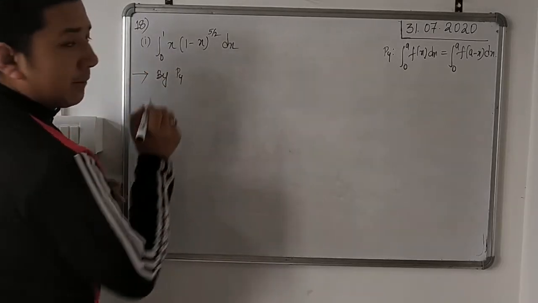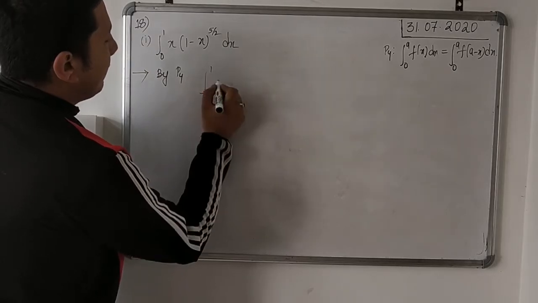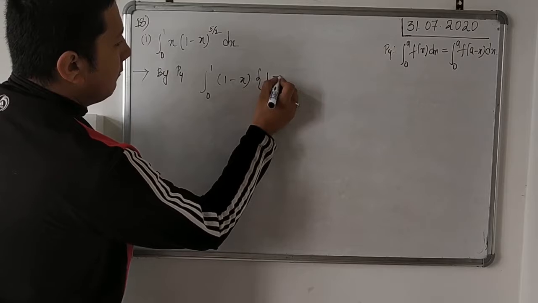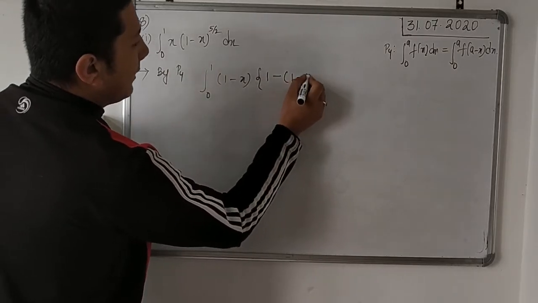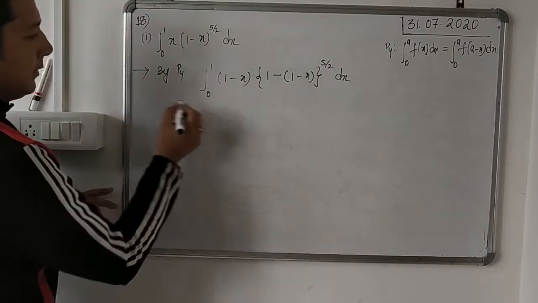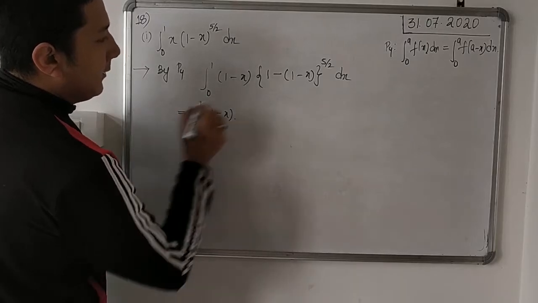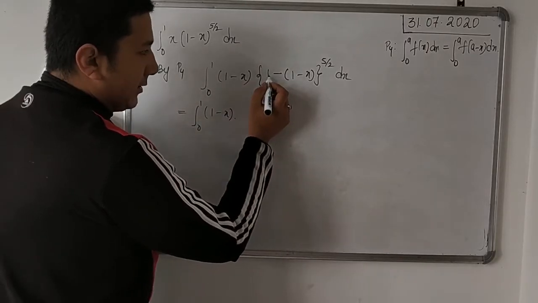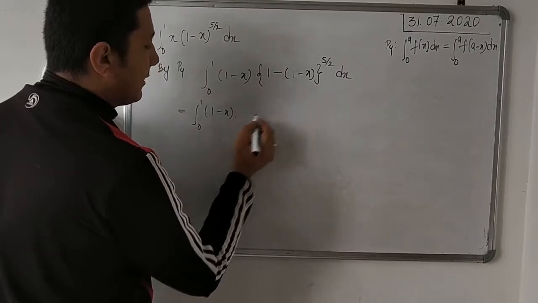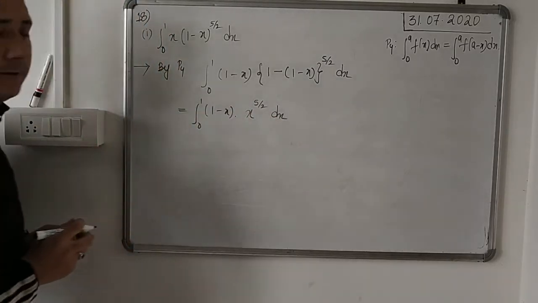The value for x will be upper limit minus x. So therefore, integral from 0 to 1, in place of x it will be 1 minus x. Use a curly bracket: 1 minus, in place of x it will be 1 minus x, to the power 5 by 2, dx. So this will give you integral from 0 to 1 of (1 minus x) into, if you open the bracket, 1 minus 1 plus x, isn't it? So 1 minus 1 cancels out, it will be only x to the power of 5 by 2 dx. So it's so simple out here, isn't it?